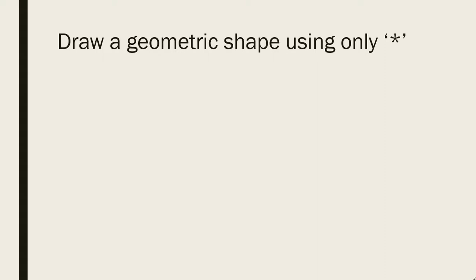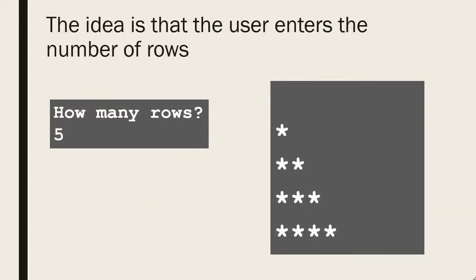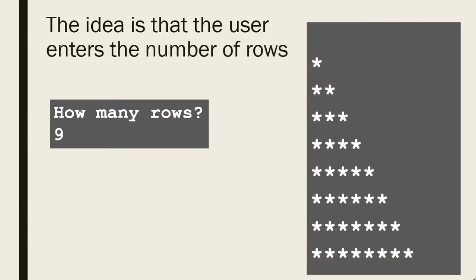Imagine you want to draw a geometric shape using only asterisks, stars. How would you write code that would produce this type of output? You'd ask the user how many rows do you have, and it would produce 5 rows. The first row has no stars in it. The second has 1, the next has 2, the next has 3, the next has 4. So there's 5 rows total. If they said they wanted 9 rows, your program should produce 9.